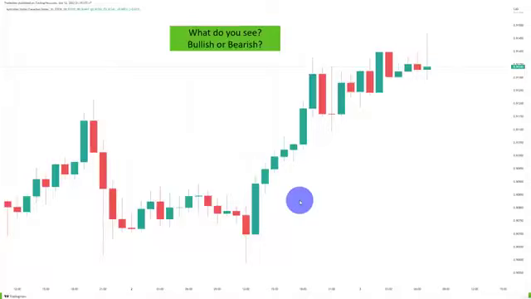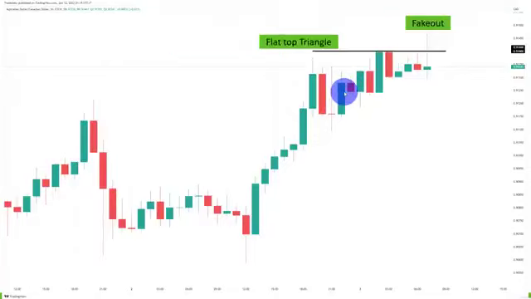What can we see on this chart? What are some bullish, what are some bearish clues? Let's dig into it and do some price analysis. First of all, we can see we have a flat top triangle. You can see we have a flat resistance level. And then if we put a trend line here, you can see it's sloping up.